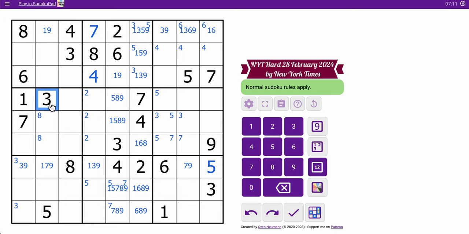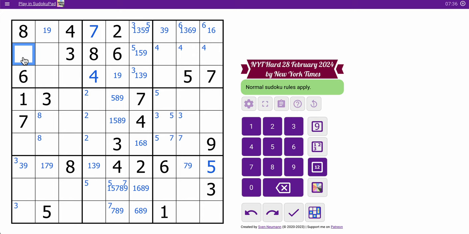Okay, this isn't three because of this. Three's definitely out of these, but this, unfortunately, could still be a three. I wish I could rule it out because that would give me a little bit more digits, but I can't quite do that yet.